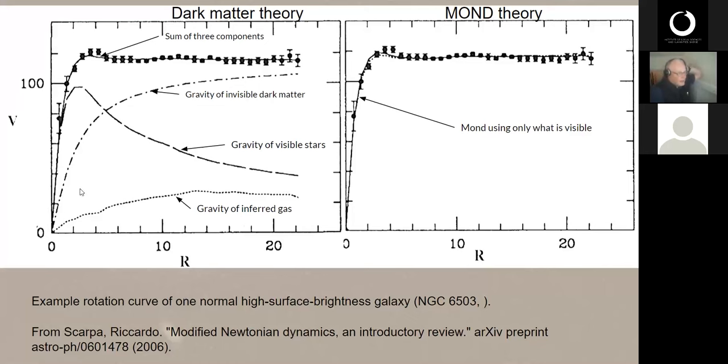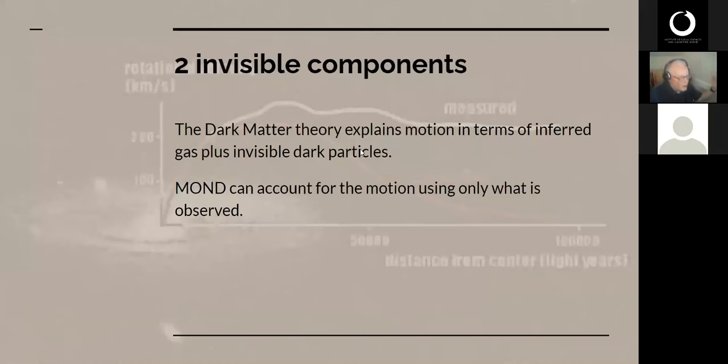The problem is that since you can't see the invisible dark matter, and you can't see the inferred gas, the astronomers are free to draw these in such a way as to fit the observations, which is not far off what the economists do. The difference is that MOND explains it only in terms of what can be observed, whereas dark matter theory explains it in terms of inferred gas plus invisible dark particles.